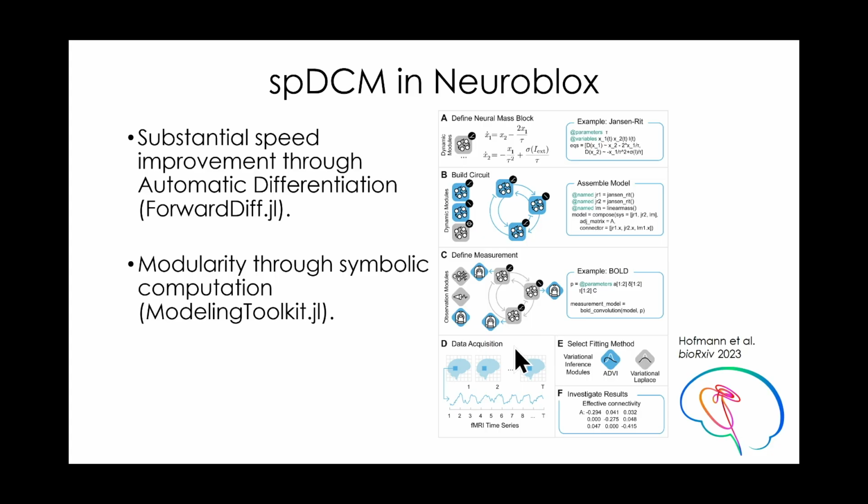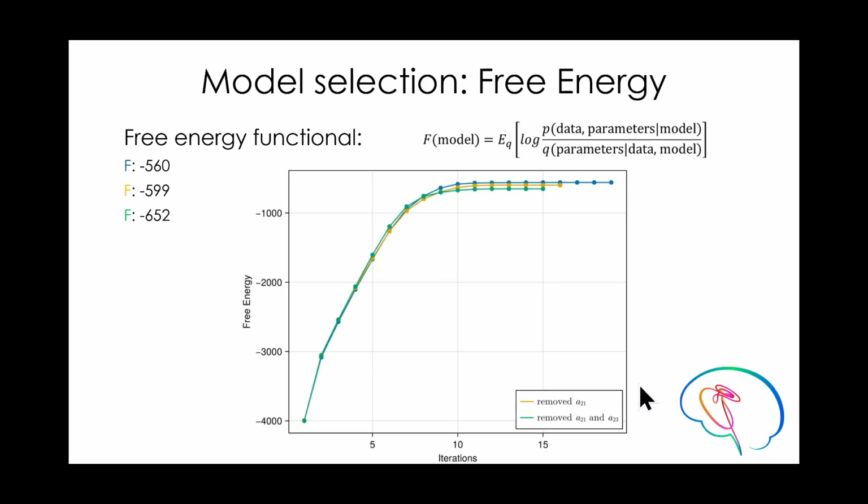And then we give you the option of doing variational inference with automatic differentiation and with the Laplace approximation, and also give you some metrics so you can tell whether the optimization worked or how much you should trust your results, essentially. And this is also published from our group, so you can check this preprint as well.